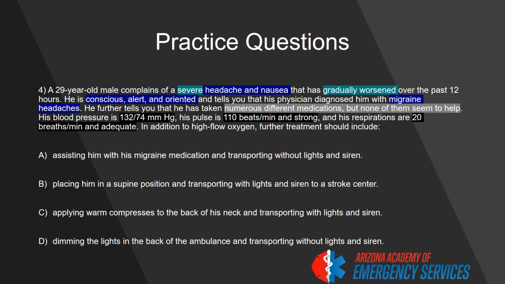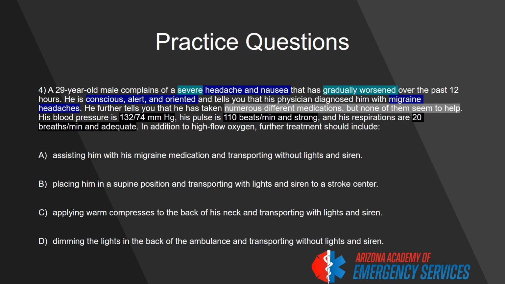We can identify this as secondary information and set it off to the side and allow it not to influence our thought process. So we have some empirical evidence here. Blood pressure of 132/74, heart rate of 110 and strong. We like that. It's a little fast on the heart rate, but we like that it's strong in nature for the quality. And his respirations are 20 breaths per minute and adequate.